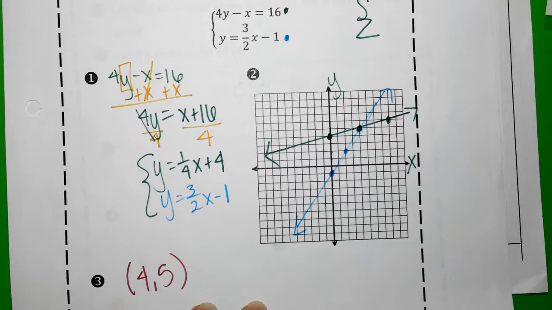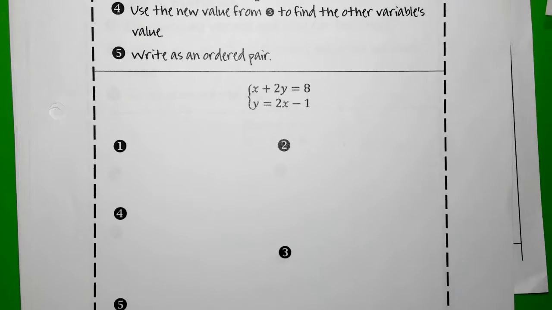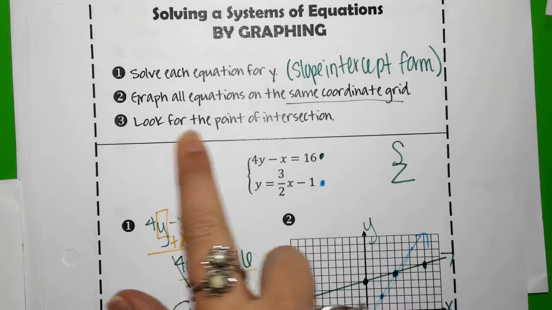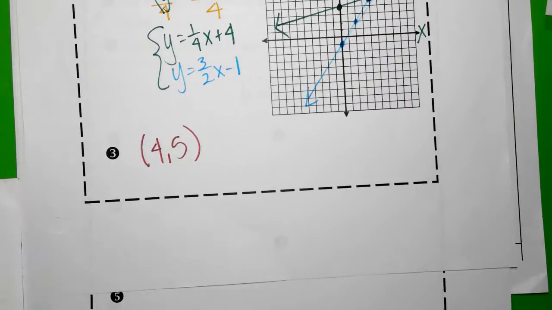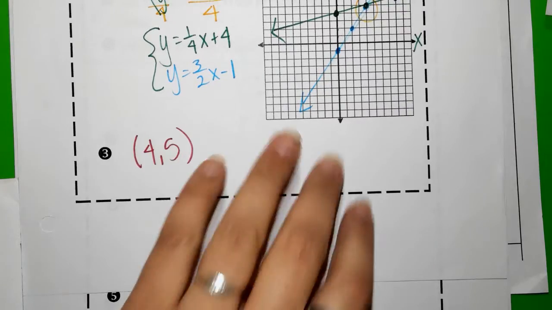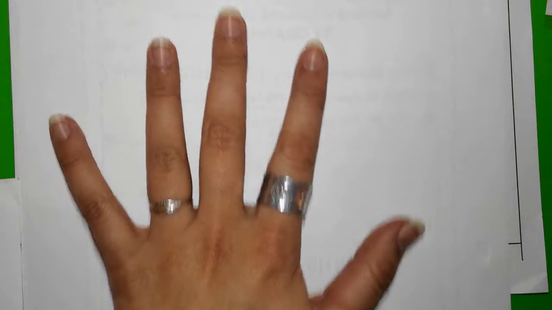You are enthusiastic. All right, are you ready to practice on your own? I'm going to write a couple of systems on the back. There is graph paper in the 4th drawer. What does step 3 say? Look for the point of intersection, and our point of intersection was 4, 5. You have graph paper in the 4th drawer of your tower. I'm going to write a couple of systems on the back, and you are going to graph them and tell me what the solution is. Are you ready?